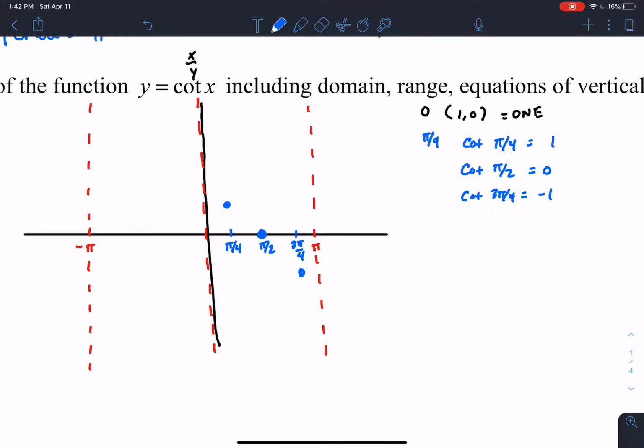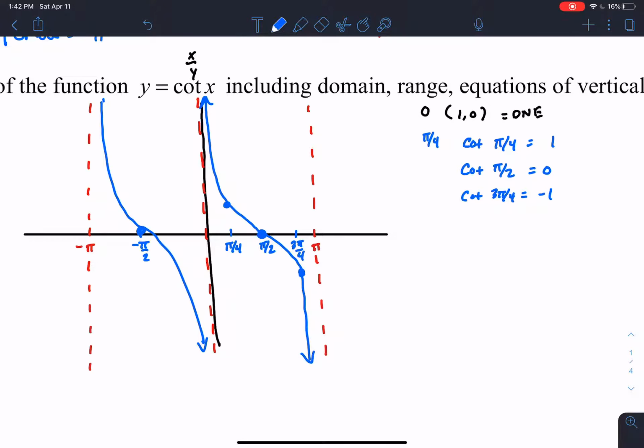So it'll look very similar to tangent, it's just flipped. But you still have your asymptotes, and you still have the same shape. It's just flipped. Now, one period away from pi over 2 is negative pi over 2. So that's where your other points would go.